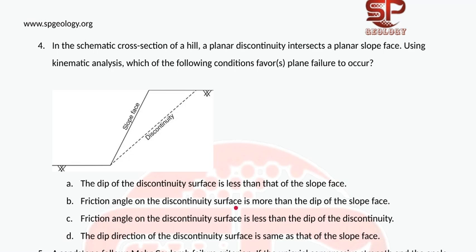The friction angle of the discontinuity surface is more. If the friction angle of the discontinuity surface is more, then there will be no slippage or no failure, so it will be incorrect. If the friction angle on the discontinuity surface is less, then failure can occur. And if the dip direction of both is the same, that also favors the failure condition. So A, C, D will favor the failure condition.